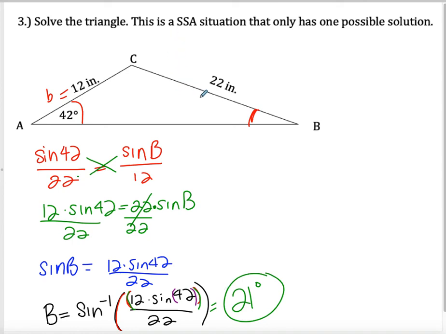So we can add that to our picture. Second step, what do you think we should do? Angle C. Good. So angle C is what? 180 minus 42 minus 21? 117 degrees. Measure of angle C, 117. Now, the last thing is to find side C. Okay? Find side C.